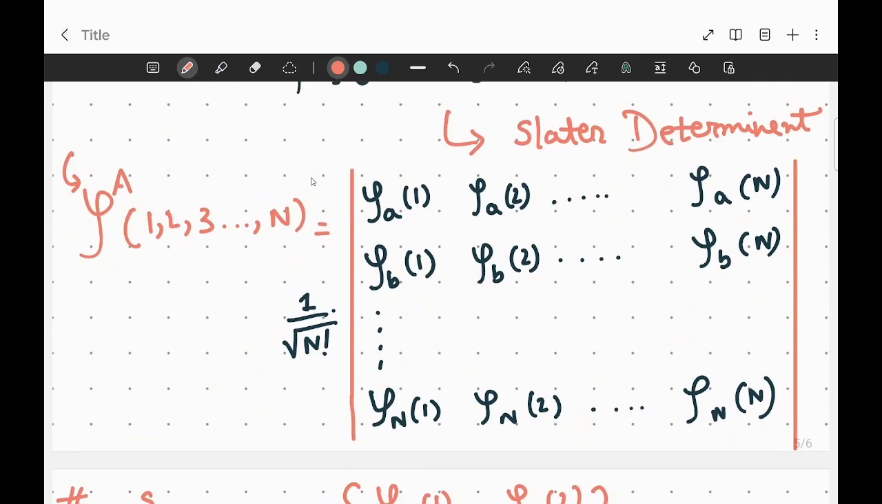So this is a determinant. If you make the two particles in the same position, then this position will be the same. So if the positions are same, let's say all are 1, 1, 1, 1, then two columns are equal. And you know, for a determinant, if two columns are equal, then it will be 0. Here also it is clear. So that is the reason why fermions follow the Pauli exclusion principle.